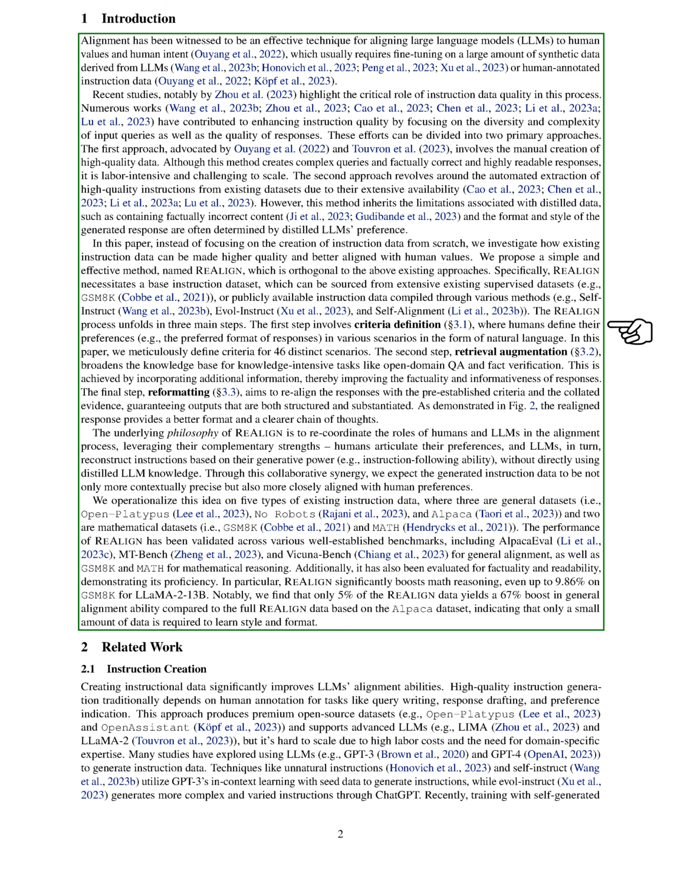Our approach redefines the roles of humans and LLMs in the alignment process, leveraging their complementary strengths. Humans specify their preferences, and LLMs reconstruct instructions based on their generative capabilities, without relying directly on distilled LLM knowledge. Through this collaborative effort, we aim to produce instruction data that is not only more contextually accurate but also more closely aligned with human preferences.